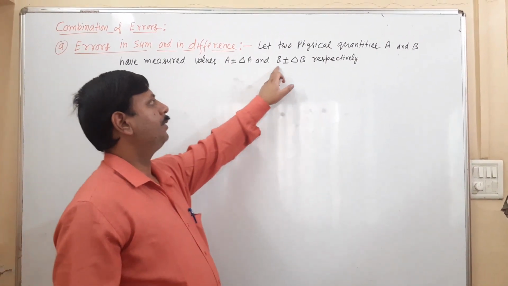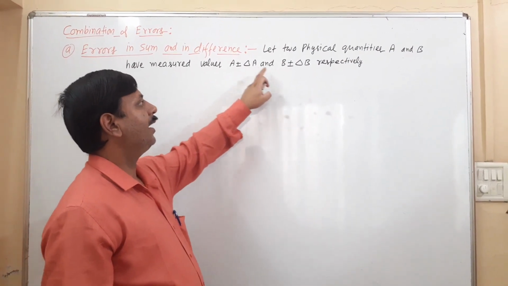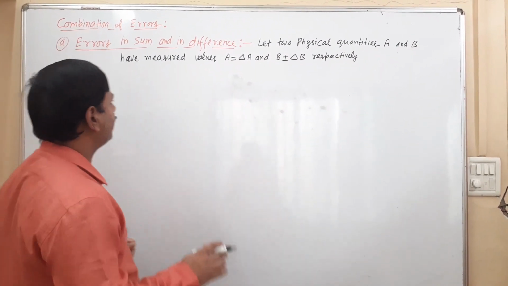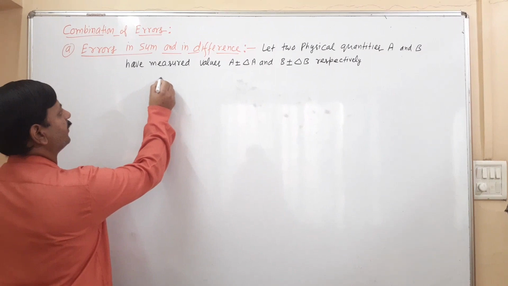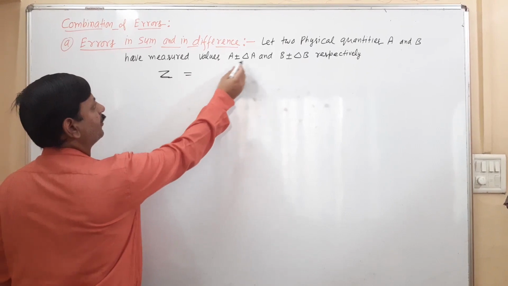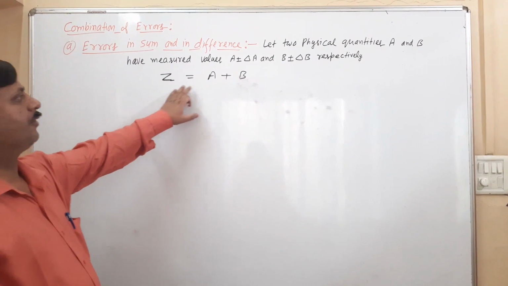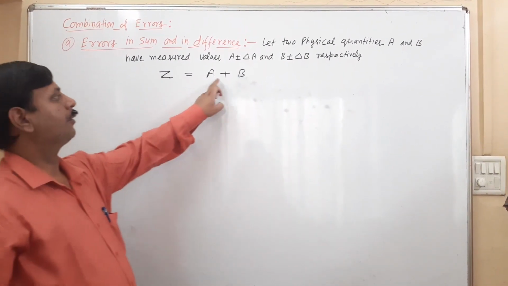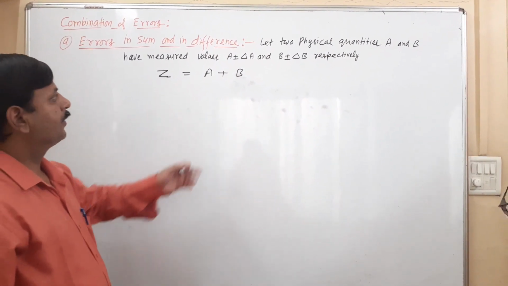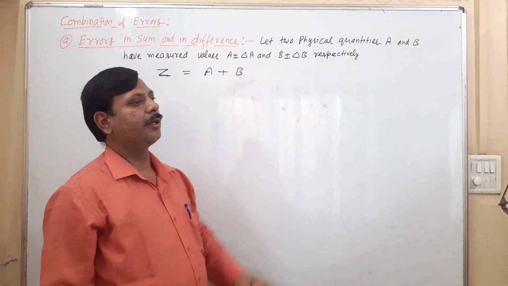and B plus minus del B. So A and B are the mean values, and del A and del B are the mean absolute errors. Suppose I take one physical quantity Z, which is the sum of two physical quantities, A and B. What will be the measured value of Z? Because they have given del A as the absolute error in A and del B as the absolute error in B.